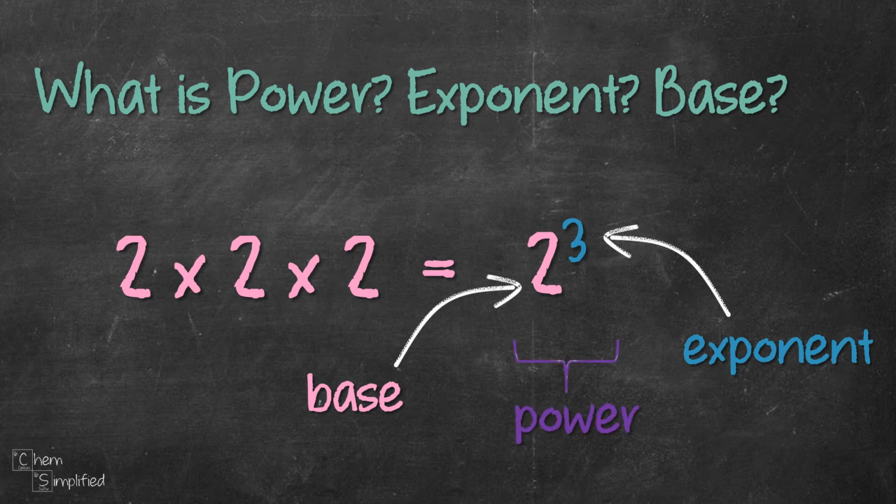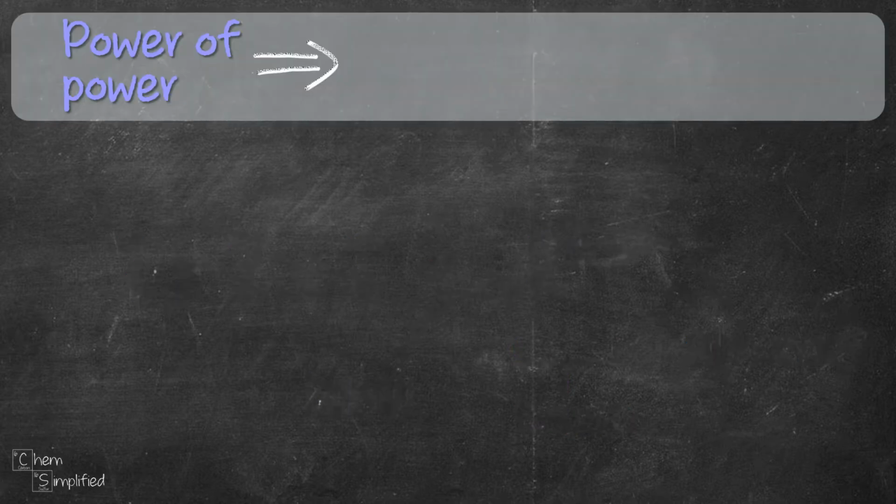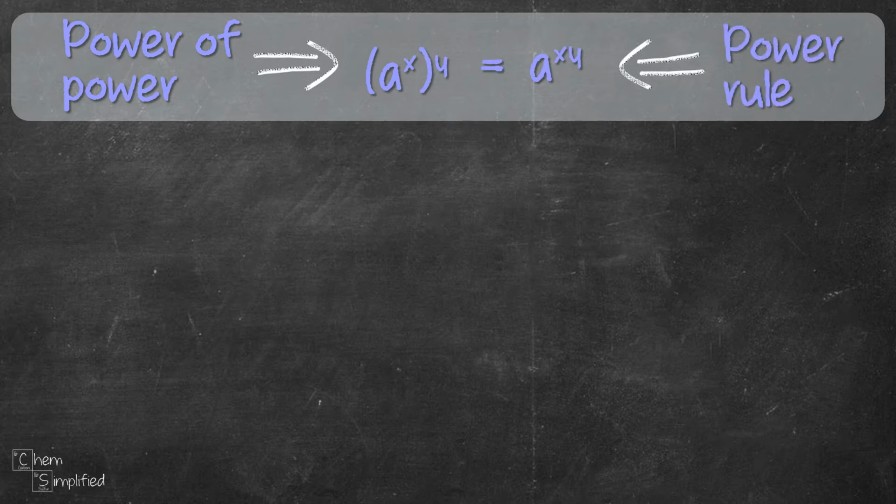Now that we know what each of these terms refer to, let's see how we can easily raise a power to a power. When we have a to the power of x and the whole thing is raised to the power of y, we will just multiply the exponents. So we have a to the power of x times y. This is called the exponent power rule.